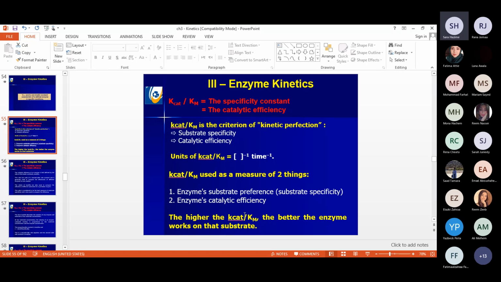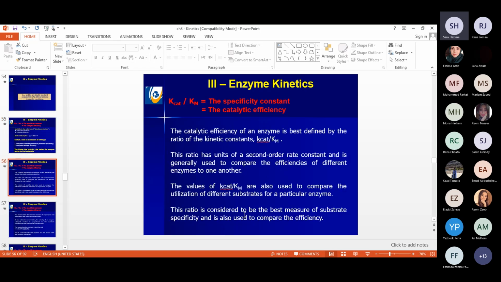And the higher the value for this ratio, the better the enzyme works with a specific substrate. So this catalytic efficiency is best defined by the ratio of K-catalytic over Km. You don't take into consideration K-catalytic alone or Km alone. This ratio has the unit of a second order rate constant because it's concentration minus 1, time minus 1, and is in general used to compare the efficiencies of different enzymes to each other.